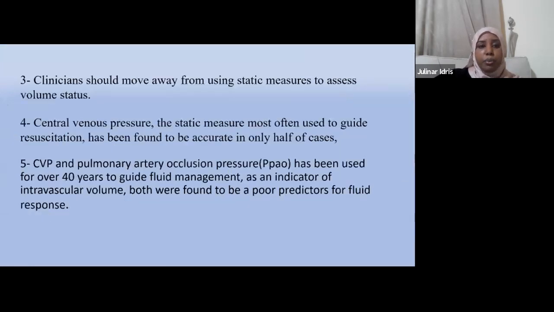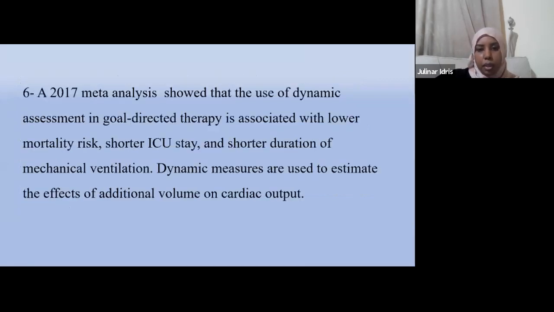So clinicians should move away from using static measures to assess volume status. The CVP and the pulmonary artery occlusion pressure, which were used for decades, were found to be poor predictors of fluid response. A 2017 meta-analysis showed that the use of dynamic assessment in goal-directed therapy is associated with lower mortality risk, shorter ICU stay, and shorter duration of mechanical ventilation.